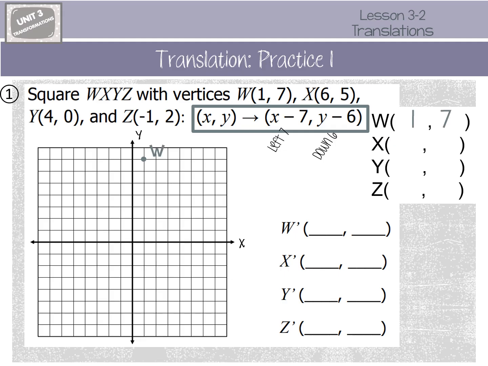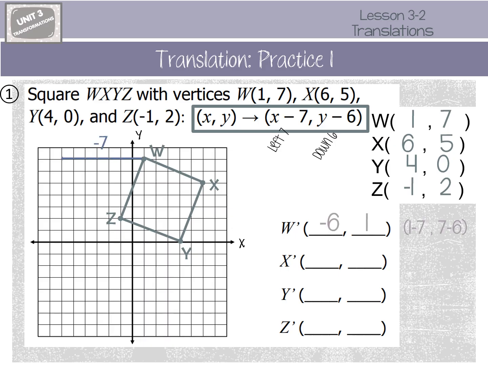Original points, the pre-image. W is at the point 1, 7, X is at the point 6, 5, Y is at the point 4, 0, Z is at the point -1, 2. It is a square. All sides should be congruent and all angles should be right angles. Let's do our calculations. Or we could go left 7 and down 6. So subtract 7 from the x, subtract 6 from the y. We're at -6, -1.